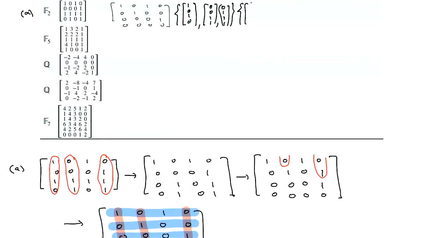So it's 1, 0, 1, 0. That's the first row transposed. And then 0, 1, 0, 0. And then 0, 0, 0, 1.